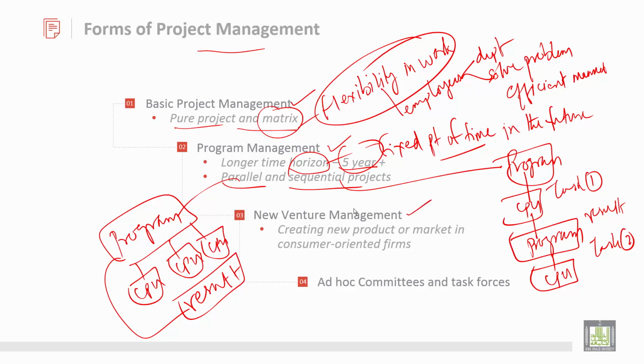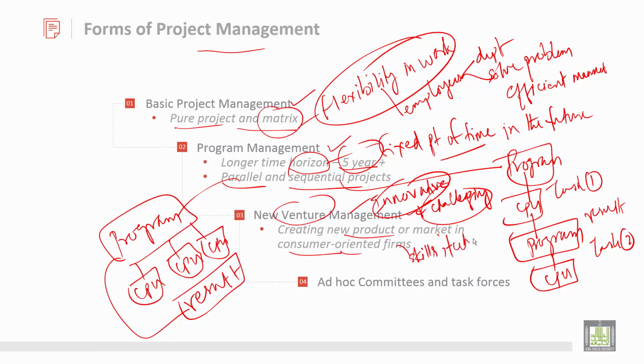And the next one is venture management. Venture management is very, very important because it talks about innovative challenges. Innovative and challenging mean new. So these are challenging practices to create new products in the market, and it's all customer-oriented firms. For example, it focuses on skills, technology, then rapid growth, to manage the rapid growth in business. So these all are very, very important in venture management.